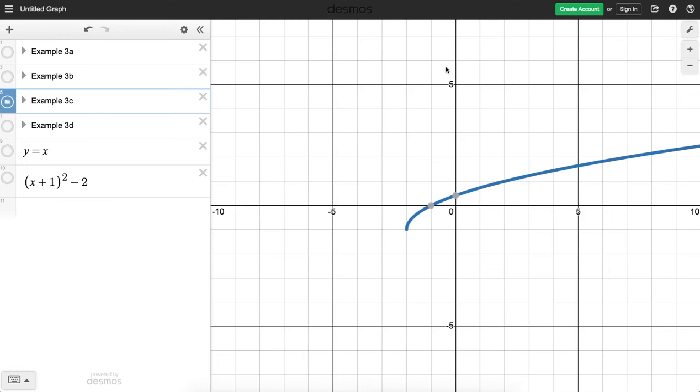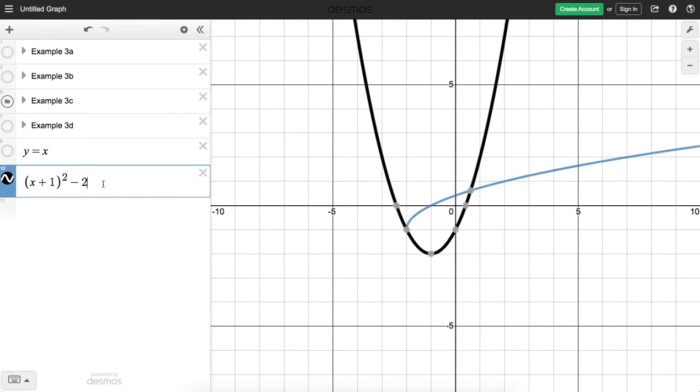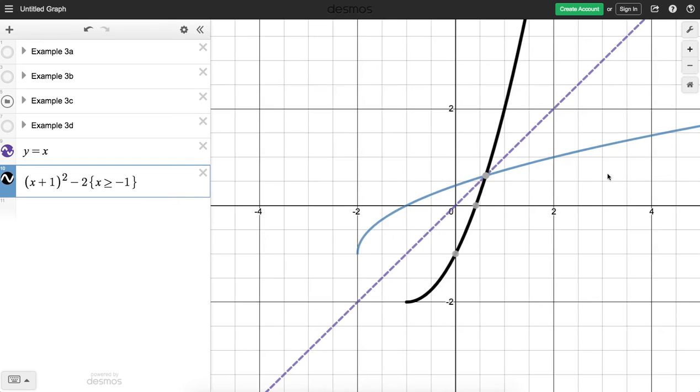And if we take a look at, here's our function here, if we make the domain restriction that x has to be greater than or equal to negative 1, now if we take a look at these graphs, we can see that they are in fact reflections across this diagonal line. So sometimes we do have to make domain restrictions in order for that to happen.